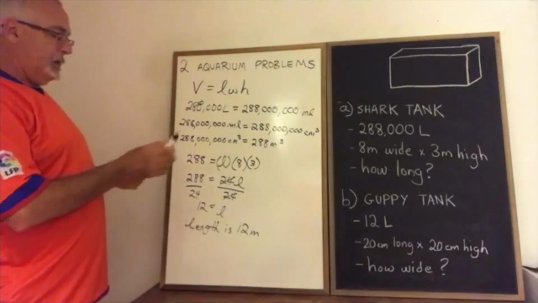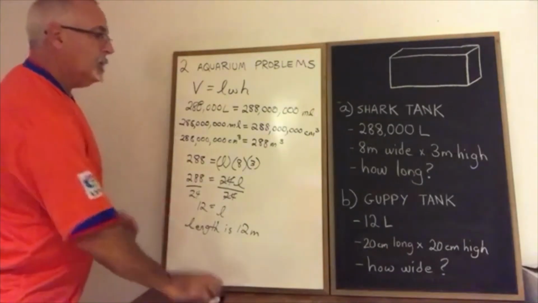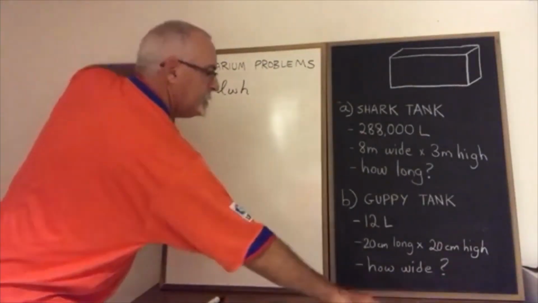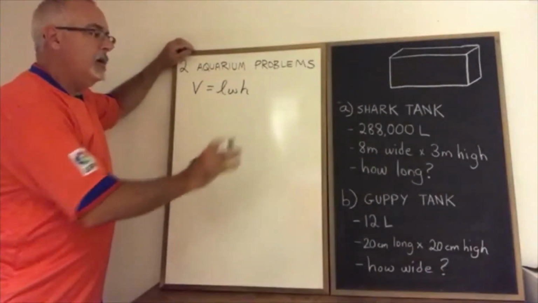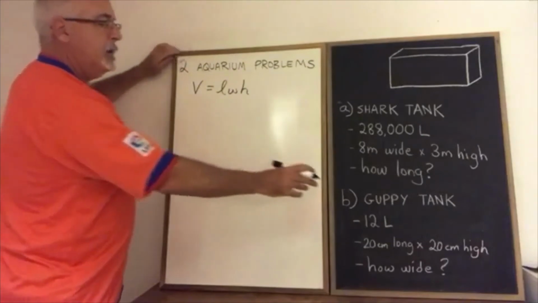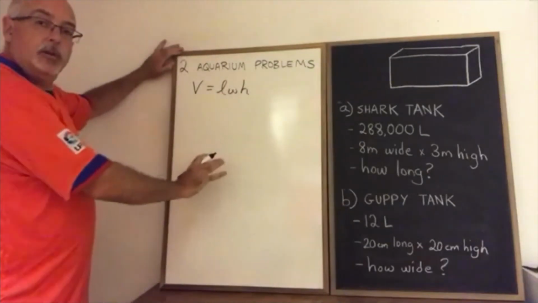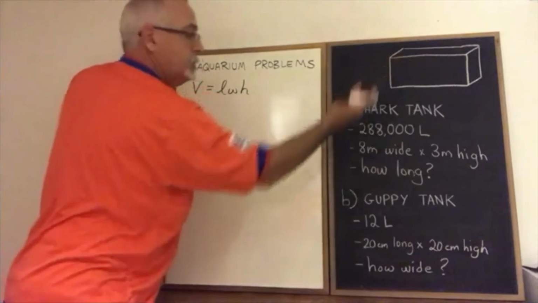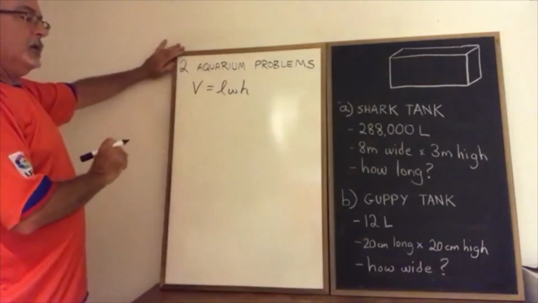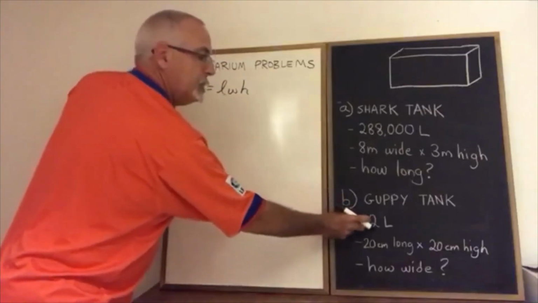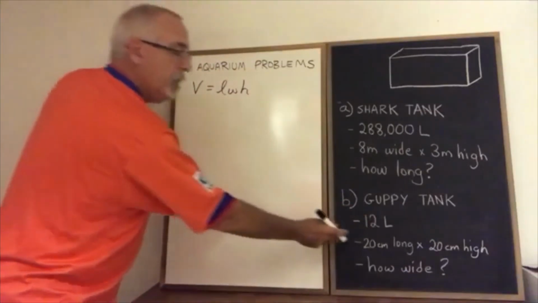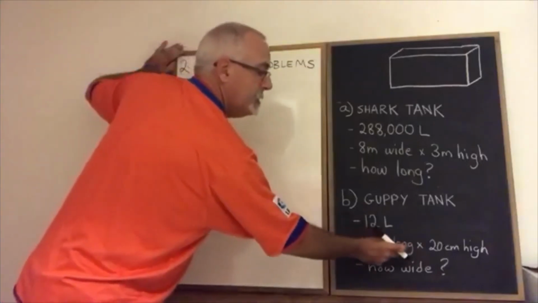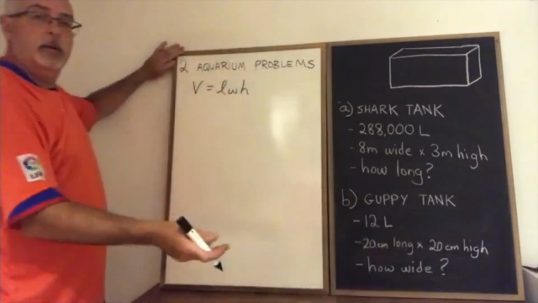Now let's look at example B. I'll quickly do some erasing. Okay, now the Guppy Tank, we're doing the same situation. We have to do a conversion. We're using the same formula. The Guppy Tank is also a rectangular prism. So we need to convert between liters, and this time I want centimeters cubed, not meters cubed, because the dimensions I've been given are in centimeters.